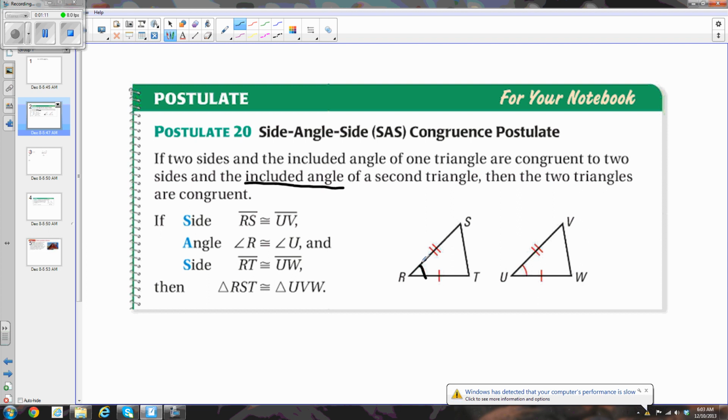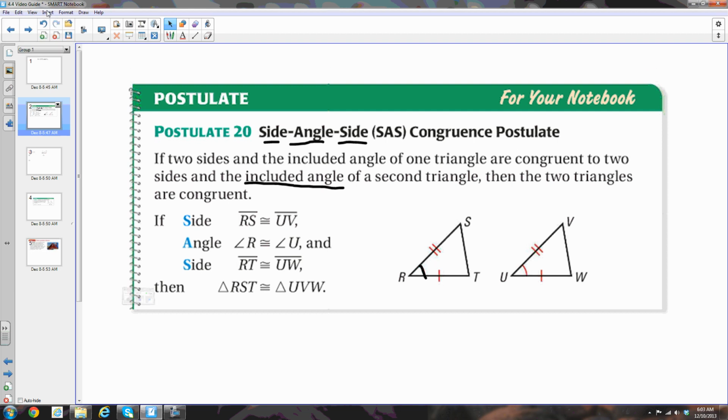So, because SR, angle R, and RT are congruent to VU, angle U, and UW, these two triangles are congruent by side angle side. Notice that if you start at one of the sides, like SR, the order that you encounter things in is a side, then an angle, then a side. SR, followed by R, followed by RT. So that's how side angle side works.